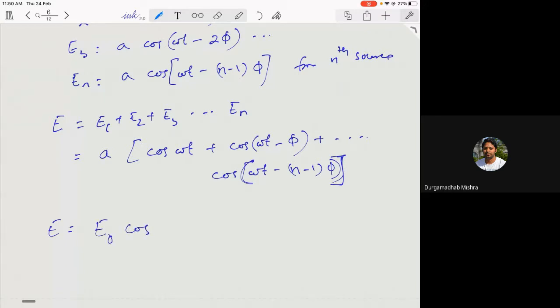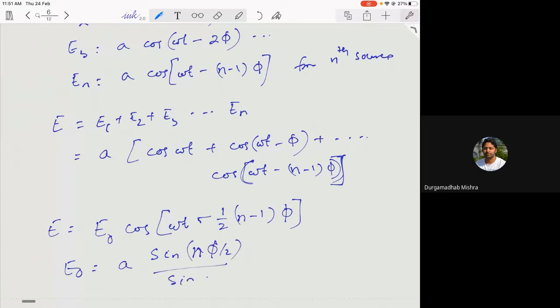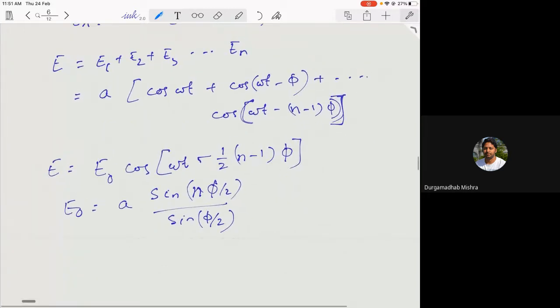This sum, cos omega t plus cos omega t minus phi, you can write down in a form like this. Let me write it down: cosine of omega t minus half n minus 1 phi, where E naught is given by A sine n phi by 2 divided by sine phi by 2. This is the amplitude of the resultant electric field, and this is the phase part.